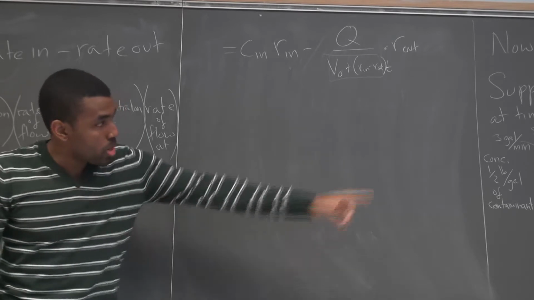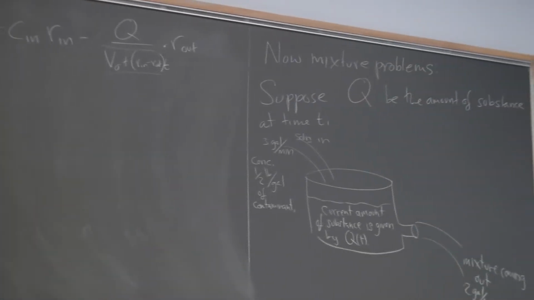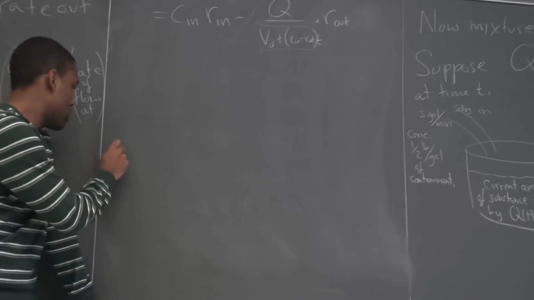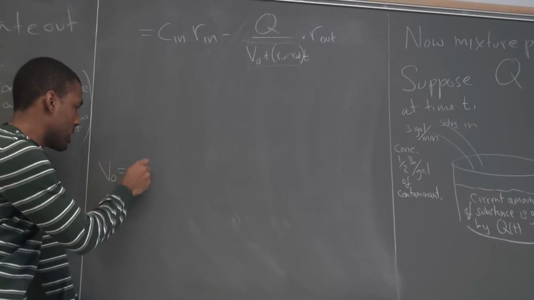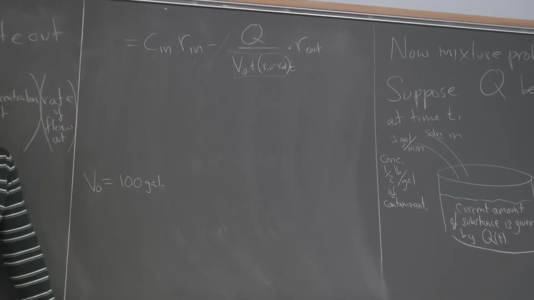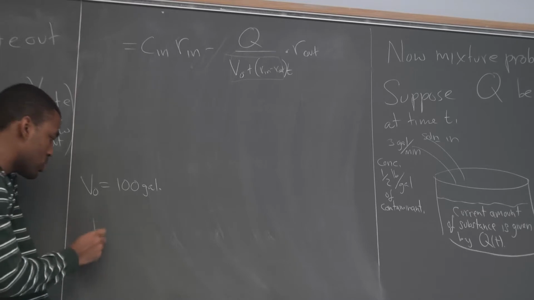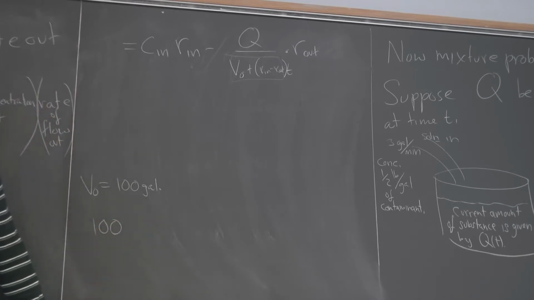You want to do an example? Well, how about we go back to the same example? 3 gallons coming in, 2 gallons coming out. Let's say in the beginning, the initial volume was 100 gallons. How can I measure the volume here? So I start with 100, but it's not staying at 100, obviously. I have 3 coming in and 2 going out. So what function would measure the volume per minute?